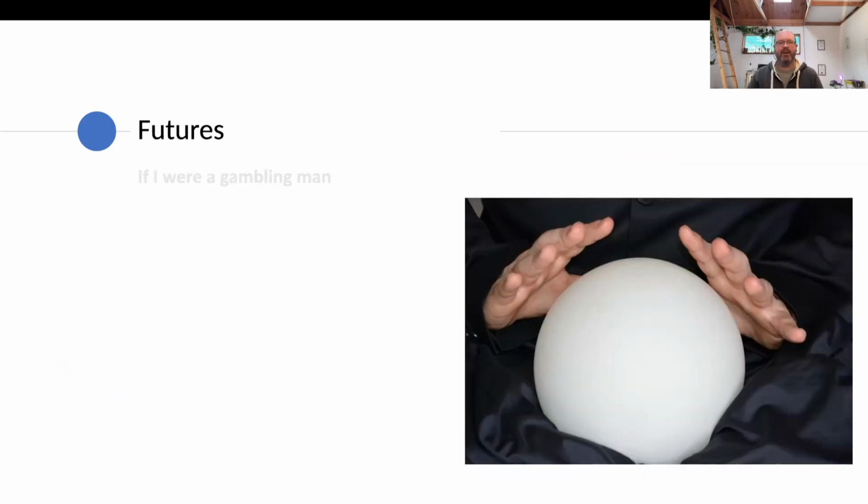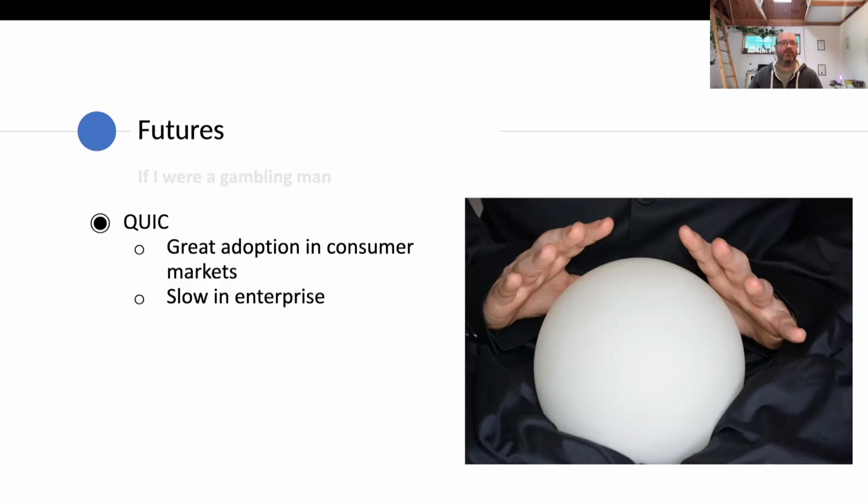So if I was a gambling man, some of the things that I'd expect to see in the future are QUIC. It's got great adoption in the consumer markets, but really slow adoption in the enterprise. And there are some really good reasons for that, mostly around the level of encryption. It's not as well documented as TCP is. It's effectively moving the congestion control algorithms into the application layer, which could be a good thing or a bad thing. But because of those things, it is seeing slow adoption in the enterprise. A lot of firewalls are just blocking it straight up.